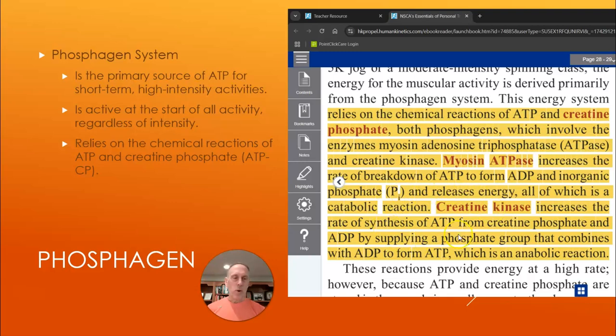So if you look at this and kind of parse it out, you have, as I mentioned before, this constant catabolic, anabolic back and forth that happens in our body. We have a catabolic reaction where we break off one of the phosphate groups from ATP, right? Adenosine triphosphate. That is catabolic. Meanwhile, creatine kinase increases the rate of synthesis from creatine phosphate and ADP by supplying a phosphate group that combines with ADP to form ATP, which is an anabolic reaction.